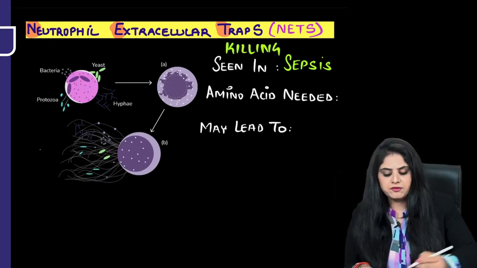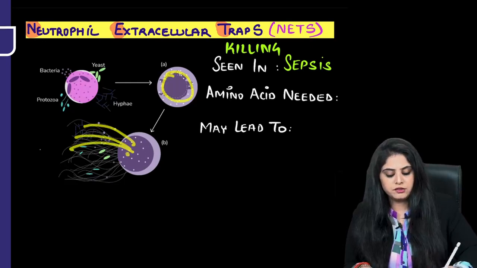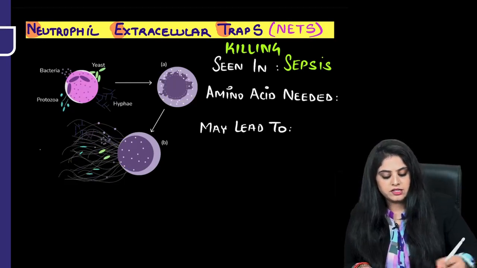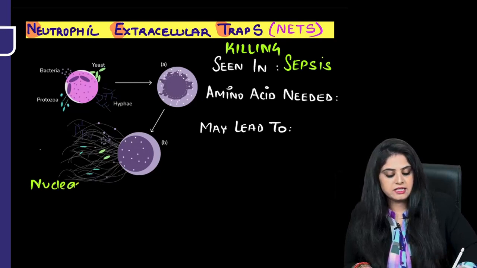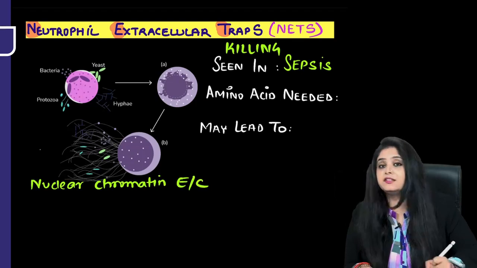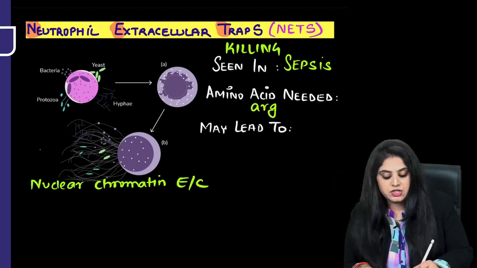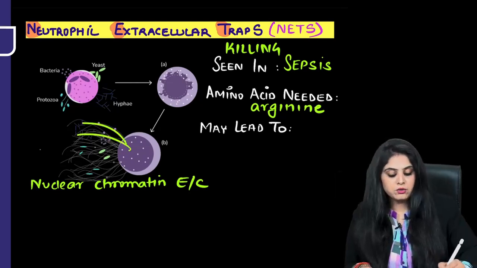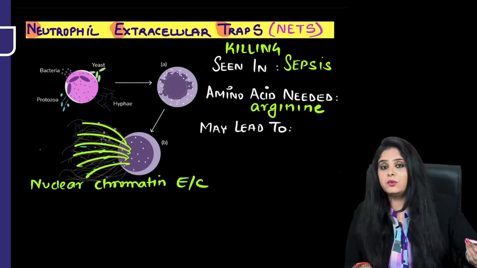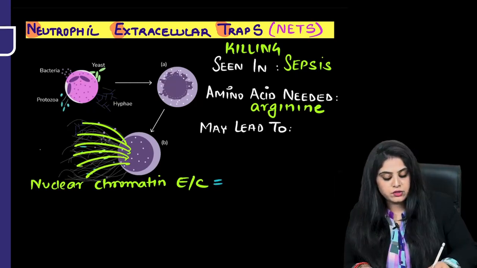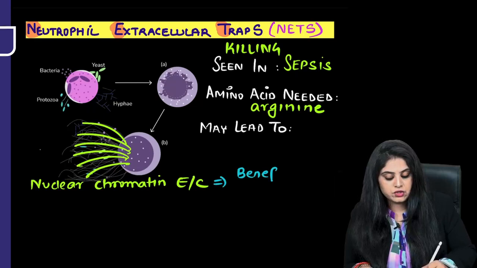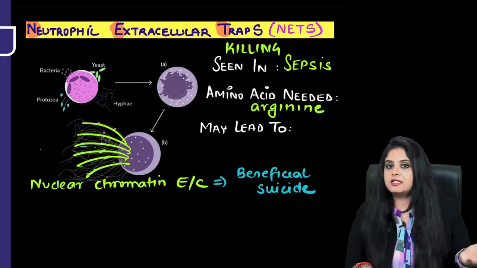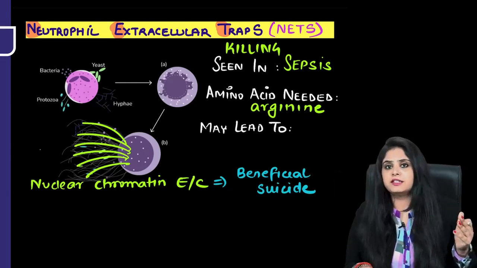Now, how did this happen? If you can see, the neutrophil has sent all of its nuclear chromatin outside. So what has been sent outside? The nuclear chromatin has been sent extracellularly, and who is going to help in this release? Remember, we need arginine. Arginine is needed for this entire process to occur. So imagine all of the neutrophil nucleus is going outside. This means that this is going to result in death of the cell. This condition is also known as a beneficial suicide. So yes, we are killing the bacteria, virus, but the cell is also committing suicide in that process.